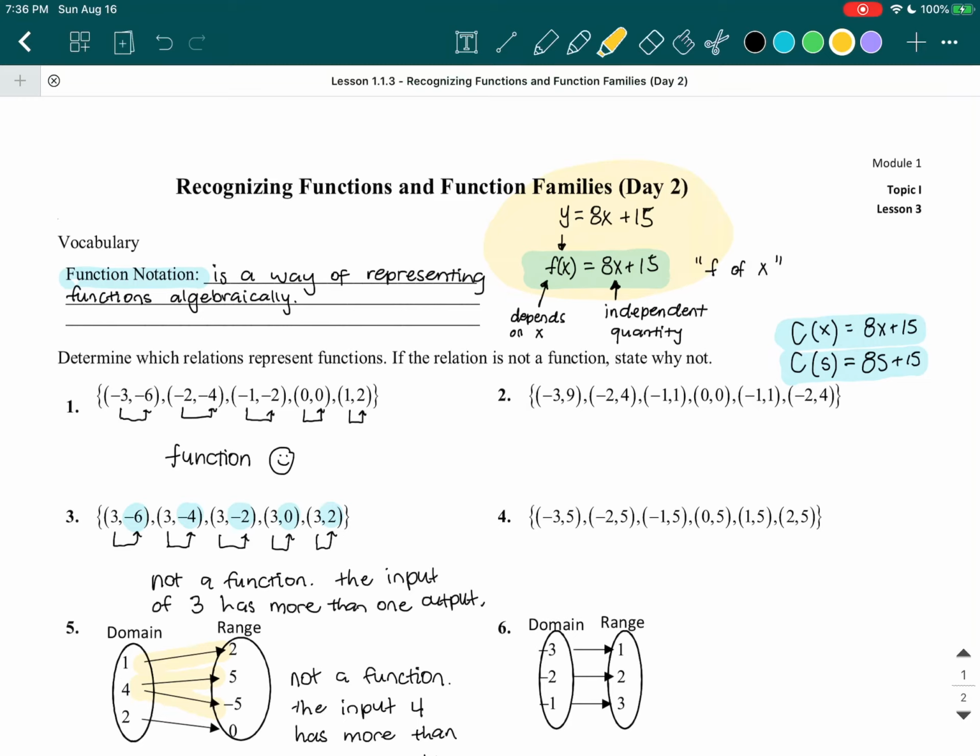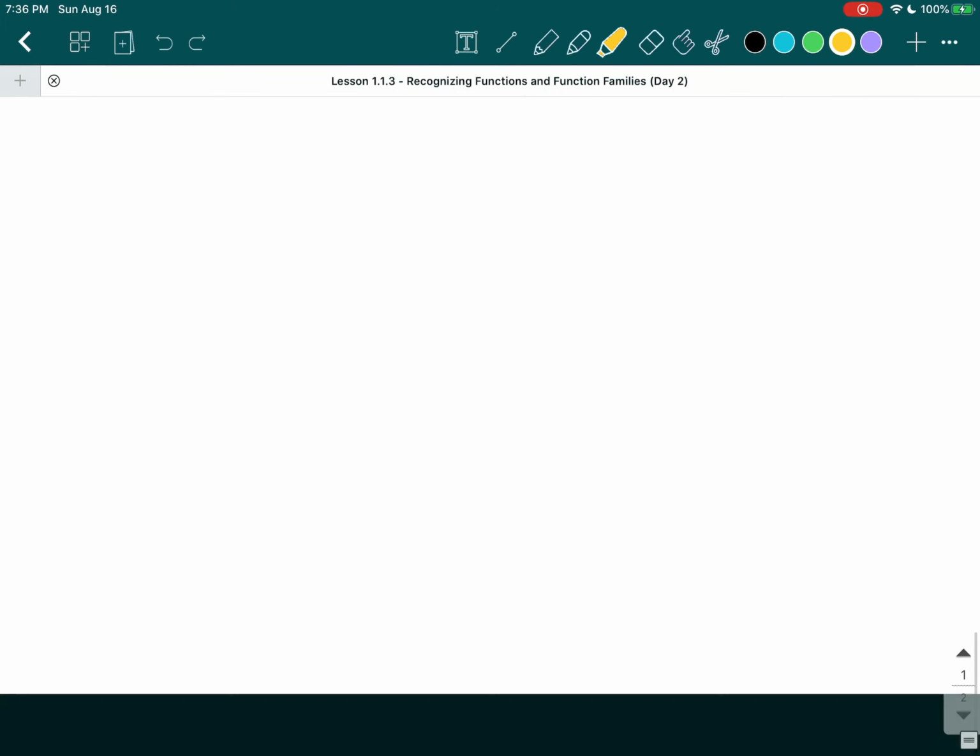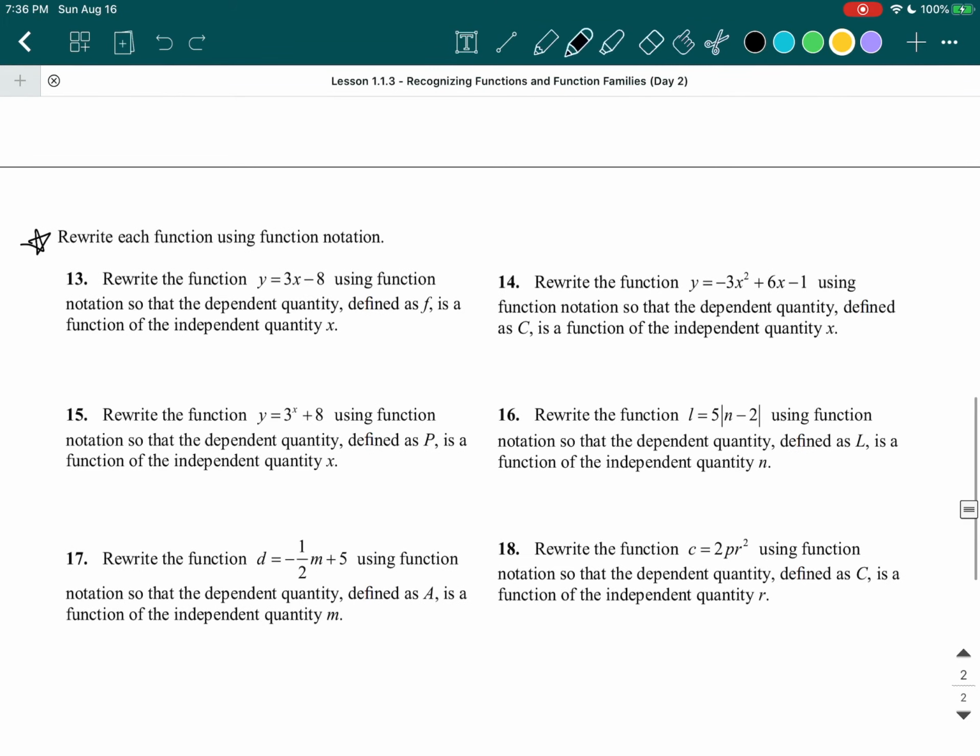Well, it might not be f of x. We can change it to whatever letter the word problem tells us to change it to. But the point is we're replacing y. So we're going to replace y in all of the equations down below. All right, so let's get to it. Let's take a look at what we got.